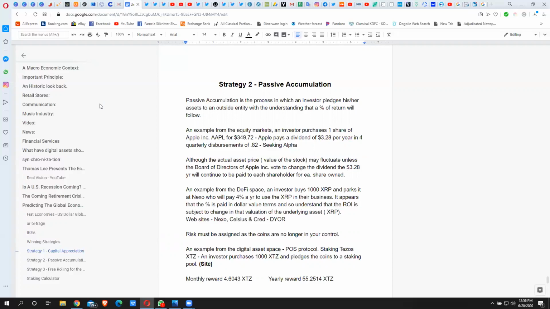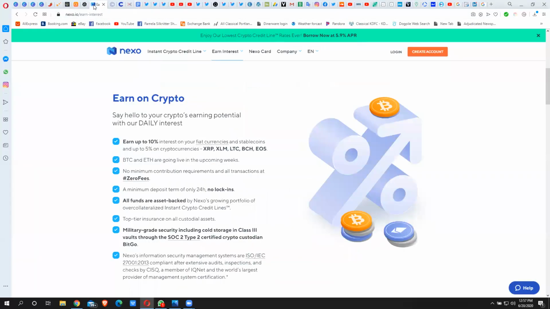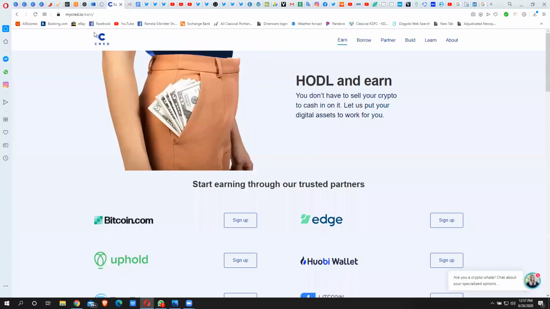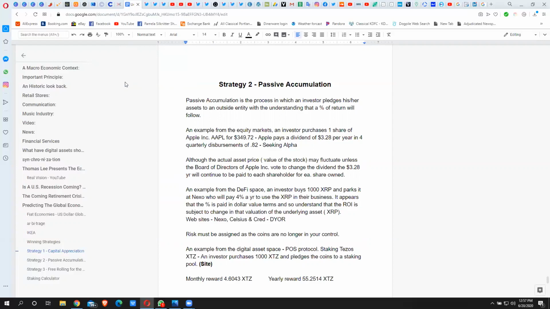But there are companies out there doing it. You've got Nexo saying come earn with your crypto. You've got Celsius saying, hey, you can earn, you can borrow, you can do anything. You've got Cred saying, hey, hold your stuff with us and let us pay you a return on your investment. All of these things are fine and dandy, folks.